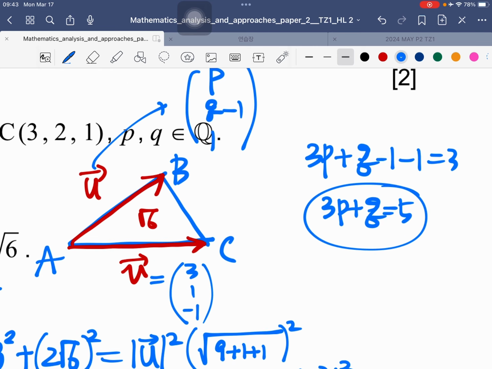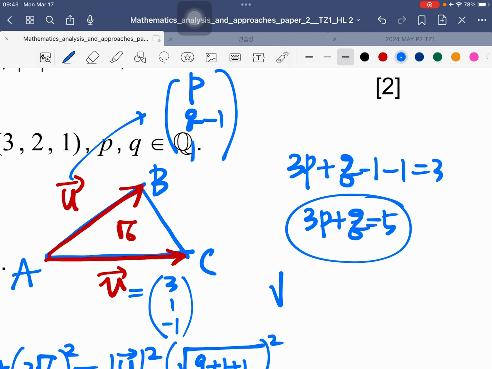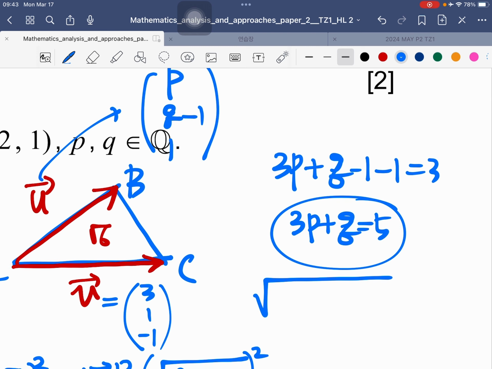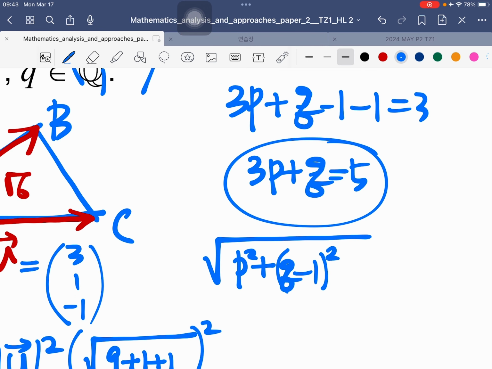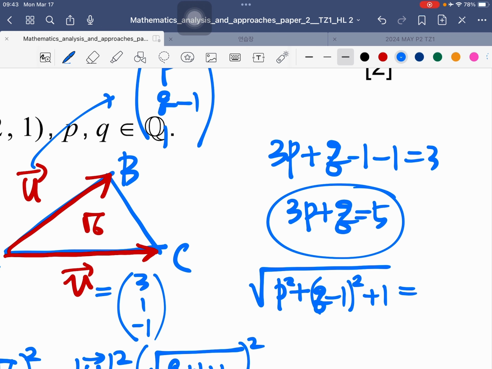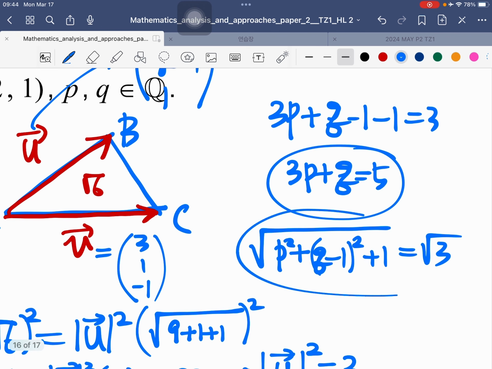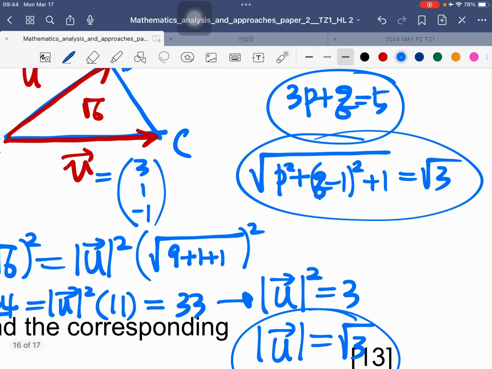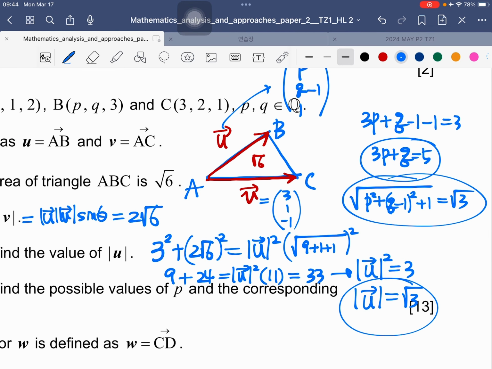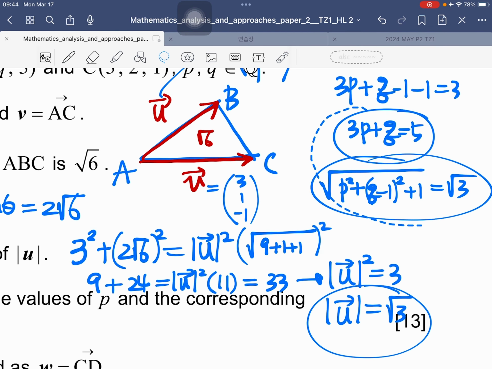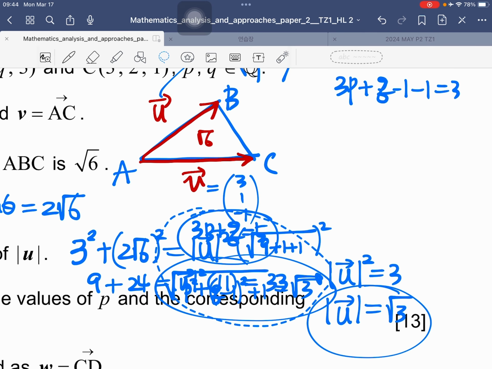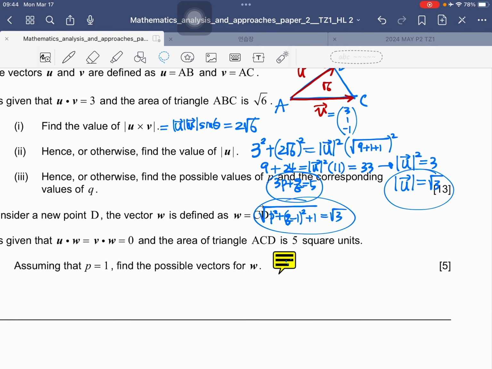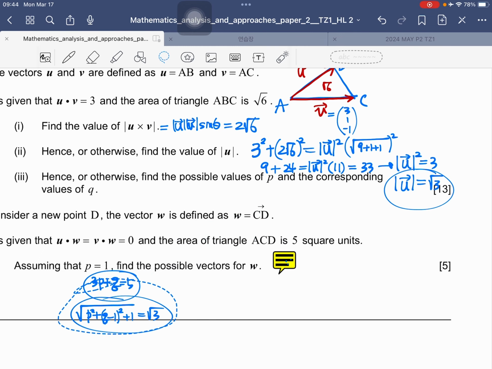So the u vector magnitude is the square root of p squared plus (q minus 1) squared plus 1, which equals square root of 3. So from these two equations, we need to find p and q. I need more space, so let me move these two equations somewhere I can see.